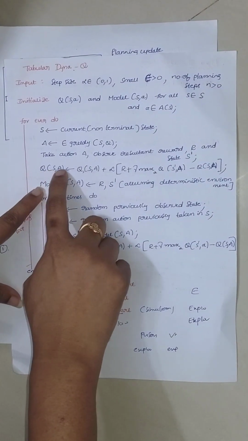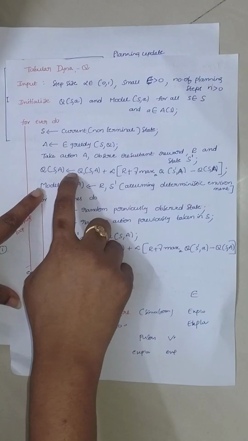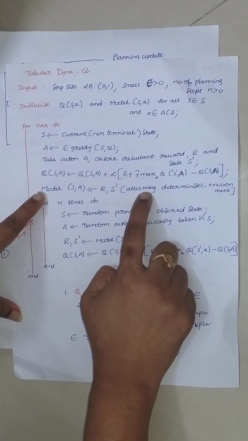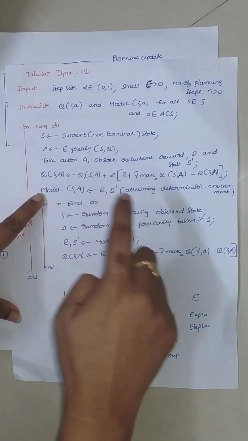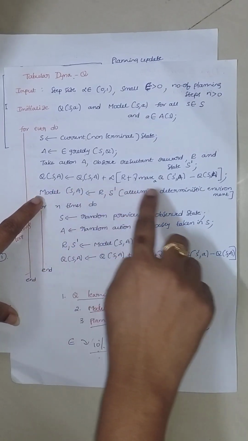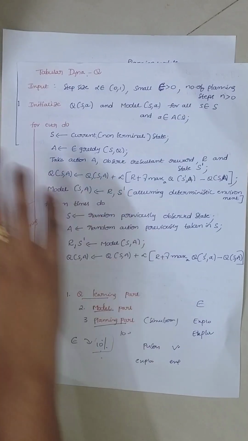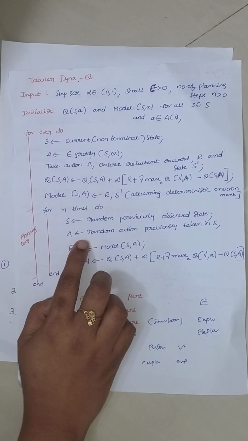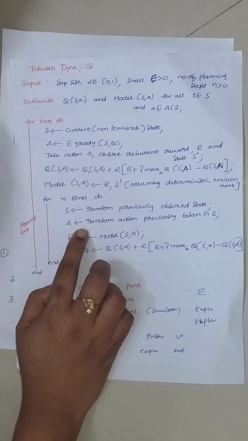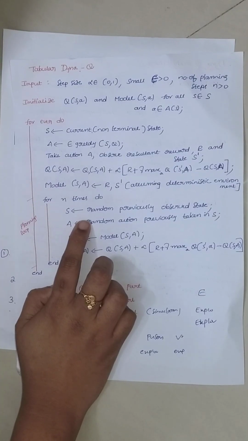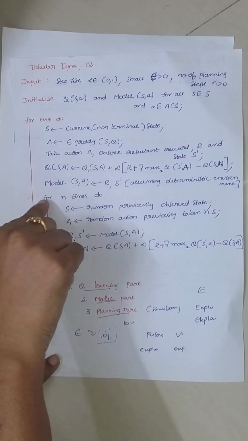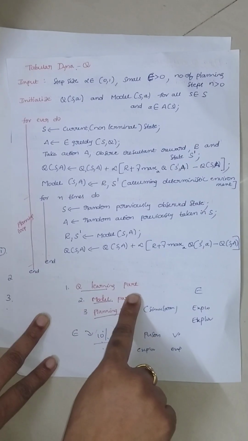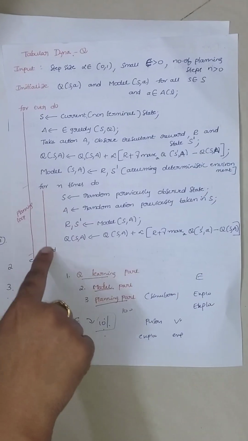So whatever experiences we got in this Q table, we store those experiences in the model. Suppose when you take an action A in state S, you get some reward R and you move to S dash. The entire thing, you have to model that environment. Now the next is for n times to do. What is this n times? This particular block is for planning. Now Q learning is completed, then the model is completed. Now the third one is planning. This particular loop is only for planning.